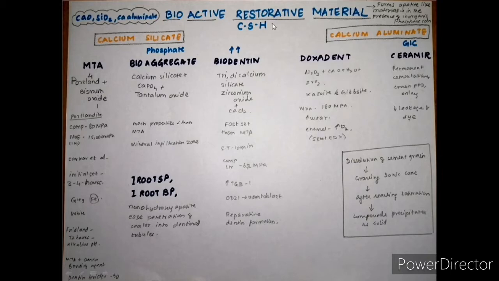Most bioactive restorative material have calcium silicate hydrate phases. So, based upon the major composition, the bioactive restorative material is classified into calcium silicate and calcium aluminate. MTA, bioaggregate, and biodentin are examples of calcium silicate, while Doxydent and Ceramer are examples of calcium aluminate. Bioactive restorative materials have one property in common, that is biocompatibility.